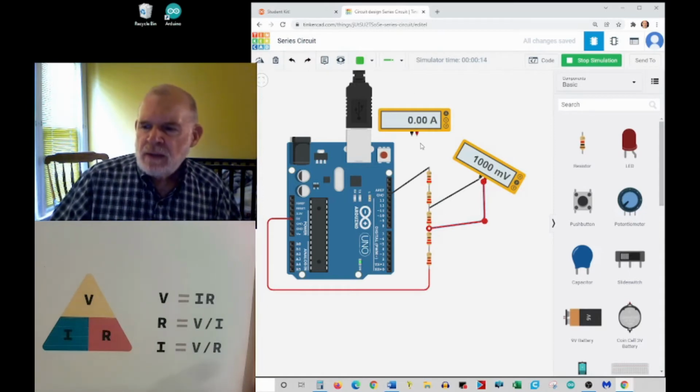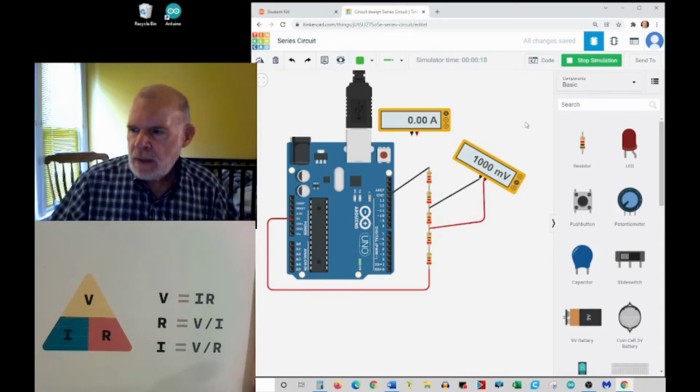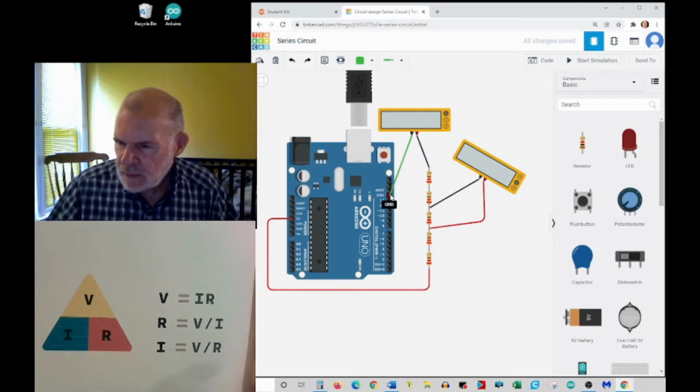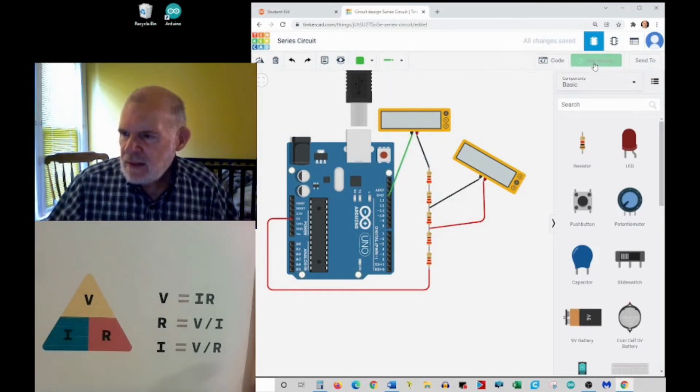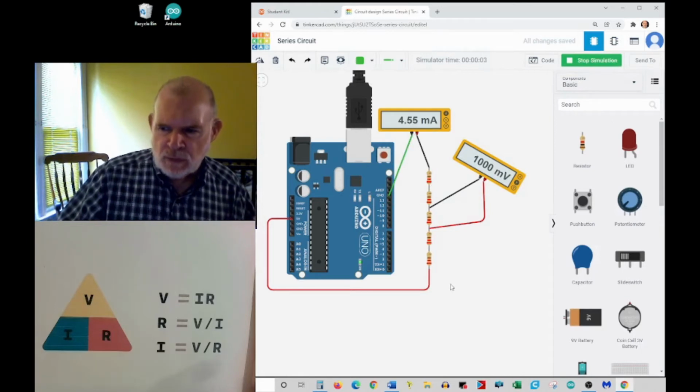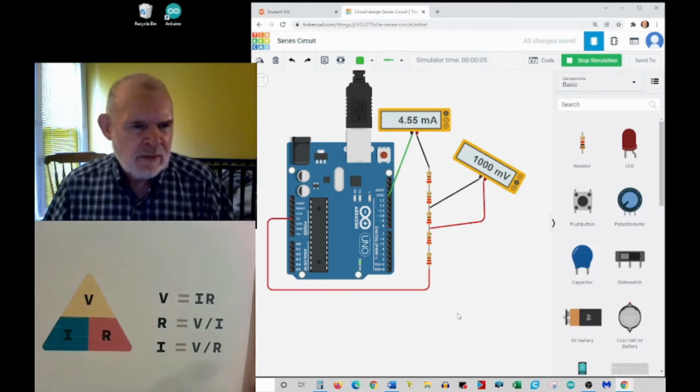Now if the current, I can do this if you want. I can stop this and hook up the current this way. Just quickly put that back to ground. And this current, this 5 milliamps, is what's flowing through every one of them because they share that.